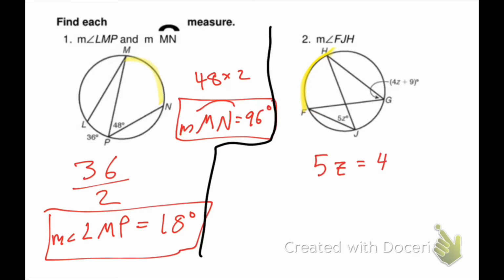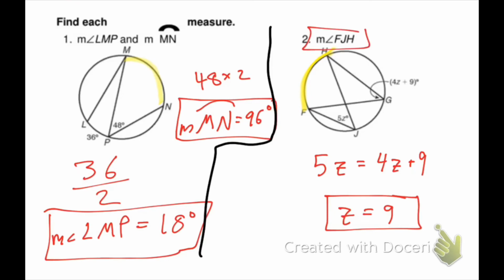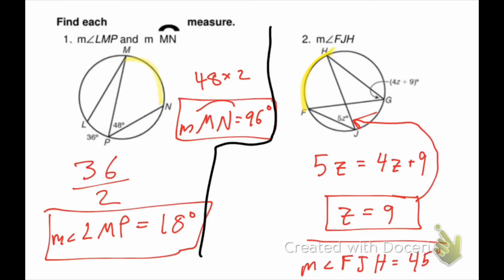5z is equal to 4z plus 9. Solving gives me z is equal to 9. But as for the angle measurement, I can plug it back into either of these, and I get the measure of angle FJH is equal to 45 degrees.